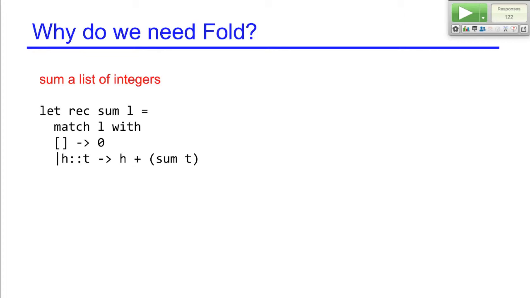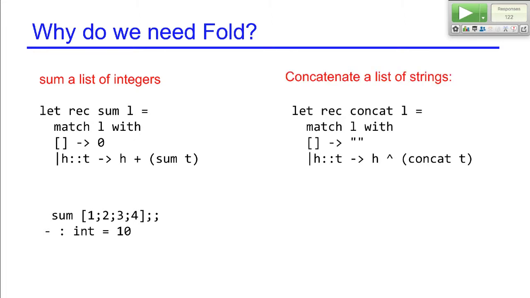So, just like with map, let's look at an example of why we need fold. Here's an example: a sum of the list. If you give me a list, I add all the values. If the list is empty, it's 0. Otherwise, I take the head, and if you give me the sum of the tail, I just add the head. That is my sum. For 1, 2, 3, 4, that sum is 10.